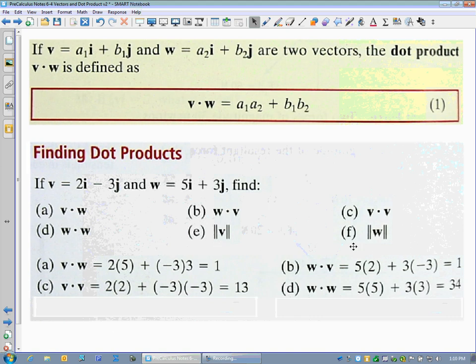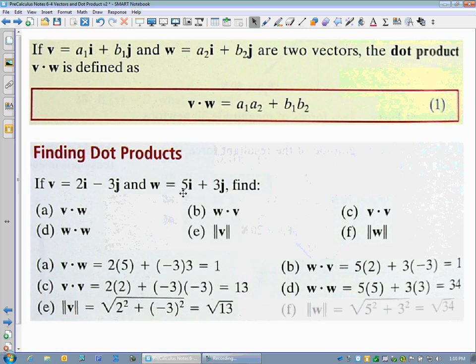And then from the last section, we're finding the magnitudes. We have magnitude of v is going to be the square of the first one, square of the second one, add them together and take the square root. And that, of course, gives you the square root of 13. Likewise, magnitude of w, we're going to square 5 to get 25, square 3 to get 9, add them together, get 34, and take the square root.